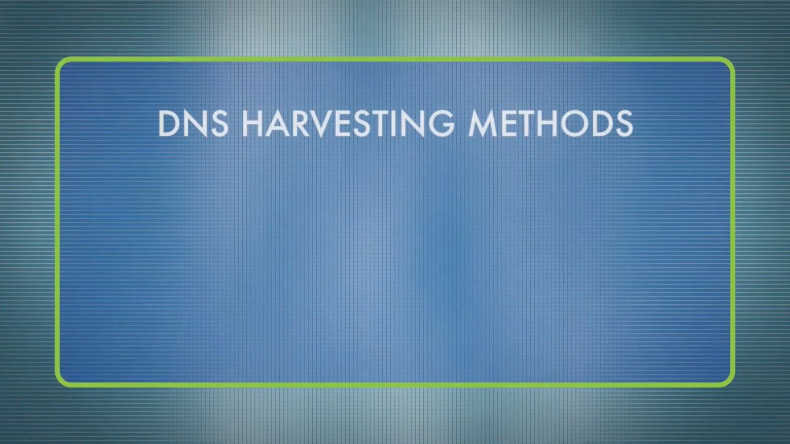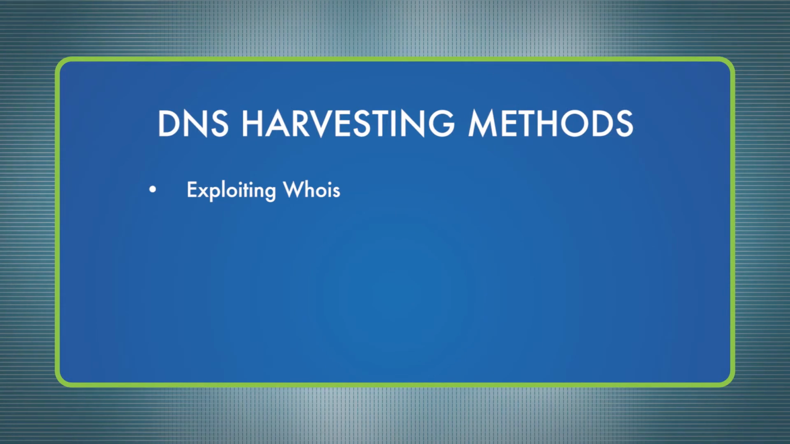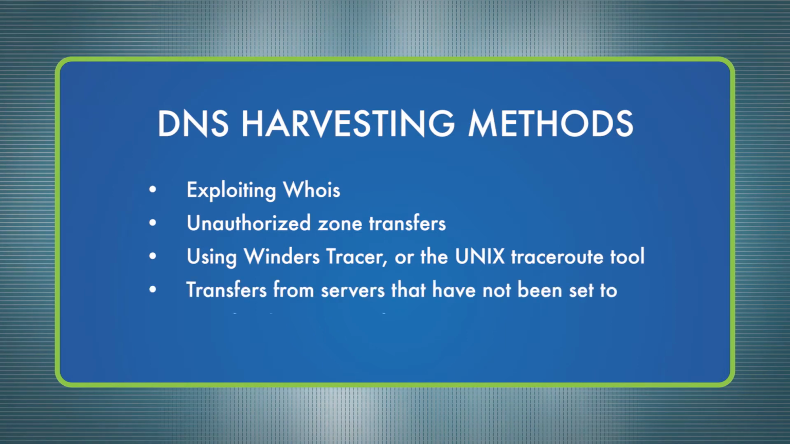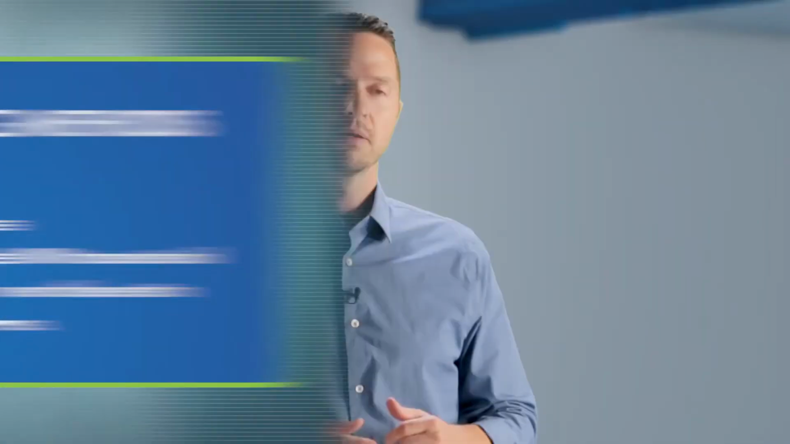DNS harvesting enables hackers to gain access to the DNS records of an organization, which they then use to map the network. DNS harvesting methods include exploiting Whois, unauthorized zone transfers, using Windows Tracert or the Unix traceroute tool, and transfers from servers that have not been set to transfer data to specific servers. Luckily, a security analyst can control unauthorized transfers by specifying the DNS servers where zone transfers can take place.